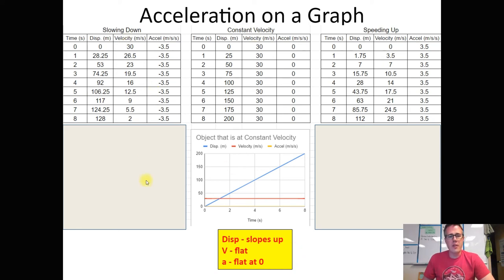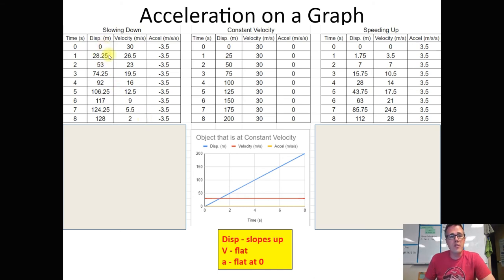Before I reveal this one, I want you to pause it and be thinking about what this graph should be looking like. All right, let's think this through. For acceleration, we're going to have this constant number at negative 3.5, so we should see another flat line at negative 3.5. Our velocity is gradually getting smaller as time goes on, so we should be seeing a curve in that one that's gradually shrinking as time goes on.